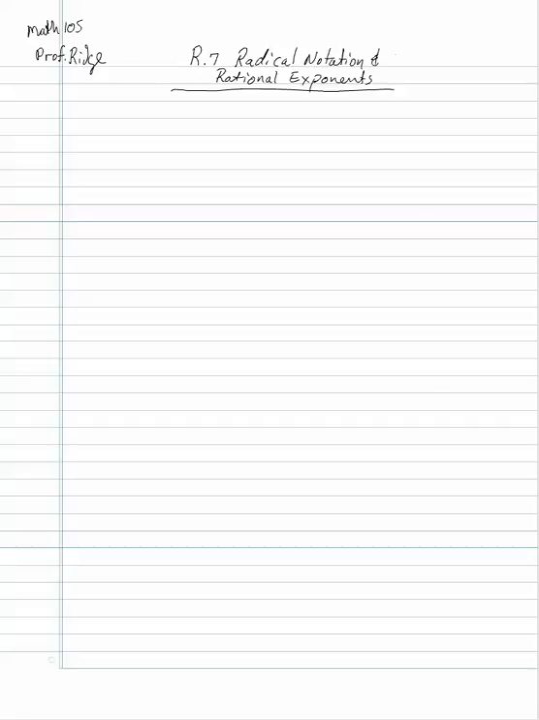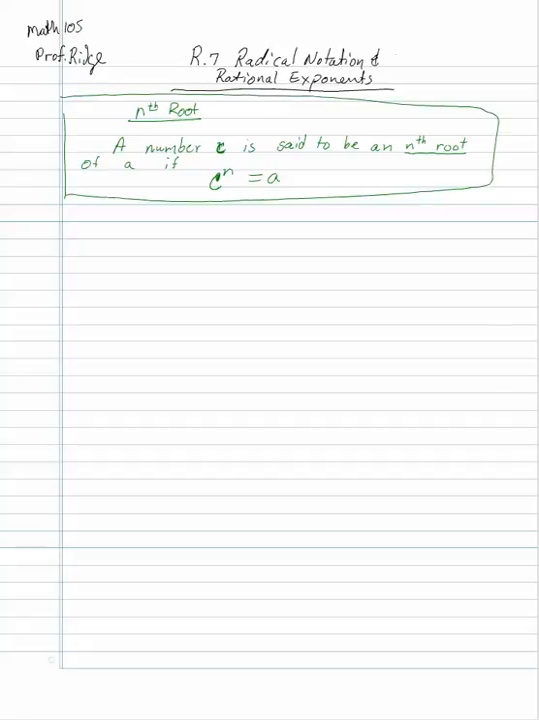Our first definition is nth root. A number C is said to be the nth root of A if C to the nth power equals A. Okay, so if you recall, we use this symbol for root. This is the nth root of A.